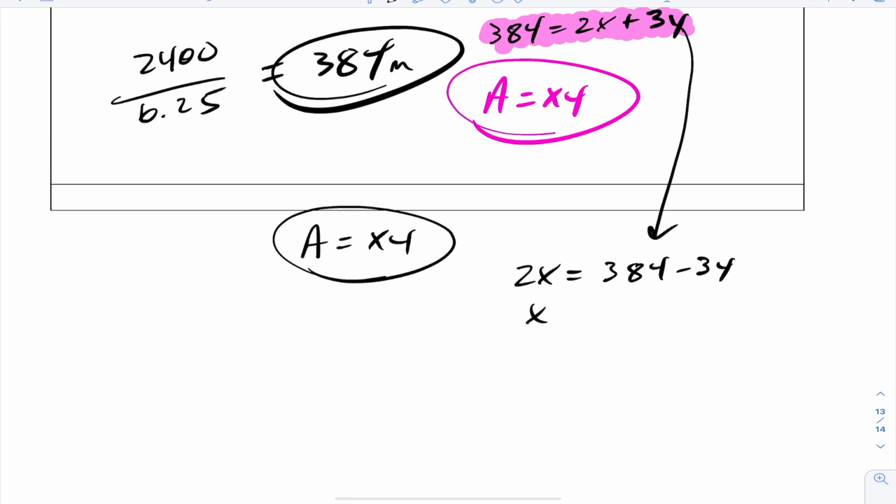I'm going to go ahead and isolate for x. So I'm going to divide across by 2 here. 384 divided by 2 is 192 minus 3/2 y. I'm going to write this as a decimal, so I'll change that to 1.5y.